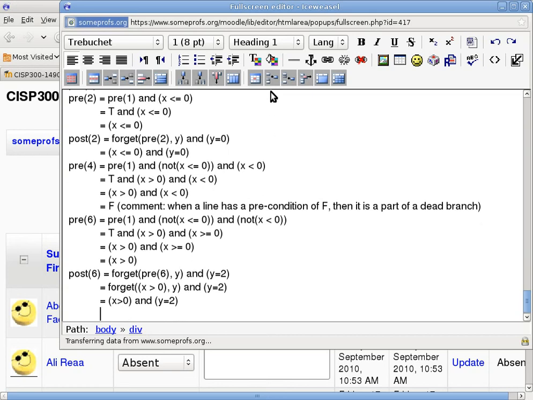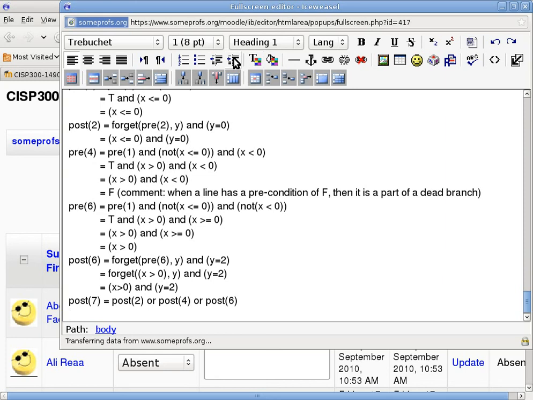Now, since we have 2 minutes and 30 seconds left, we actually can go ahead and figure out what post 7 is. Post 7 is just the OR of all the post conditions. So it becomes the post condition of line 2, or the post condition of line 4, or the post condition of line 6. But you just said that line 4 is a dead branch. Well, it doesn't matter. We can just do this, and you will see that it really does not affect the result of the derivation.